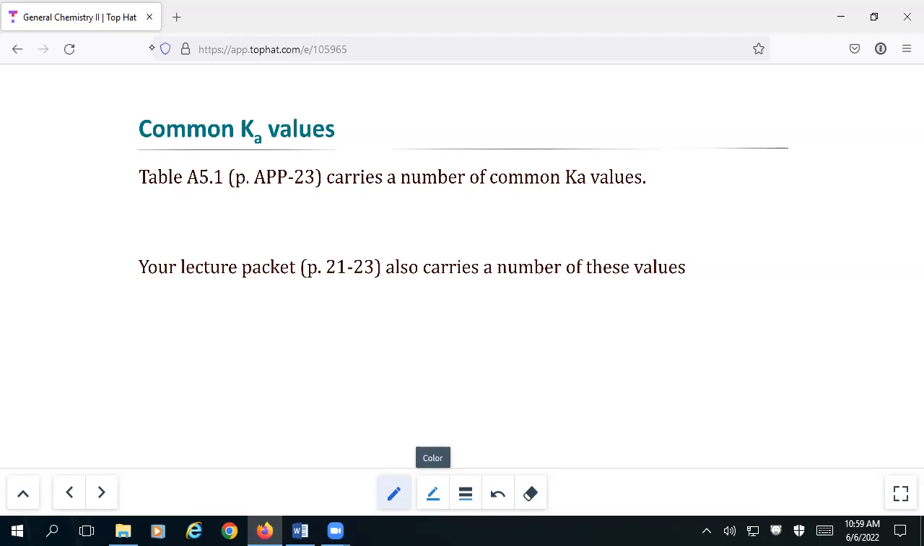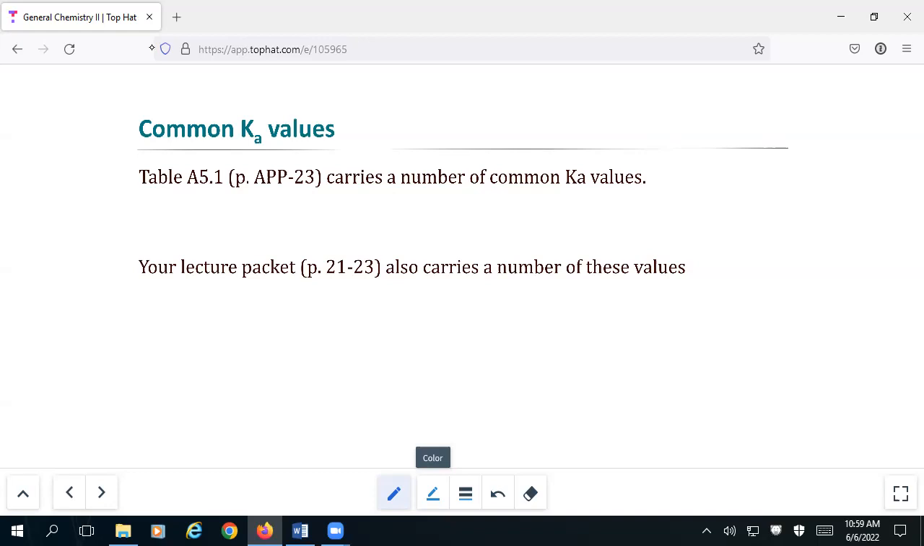SmartWork is not going to ask you any question that doesn't involve an acid that you can find in the appendices of your book. So if you look at table A 5.1, which is in the appendices, it'll show up there. If you're in SmartWork and you've purchased the ebook, there will be a link that'll take you to the appendices when it is relevant and necessary.